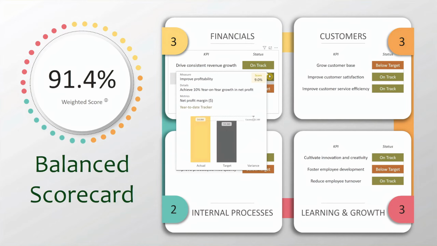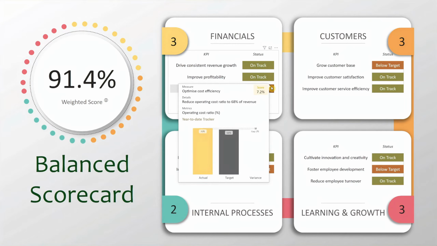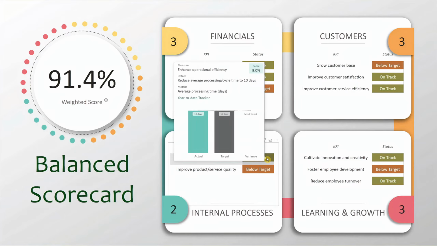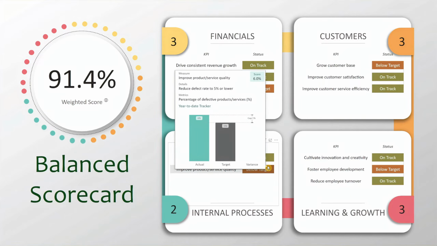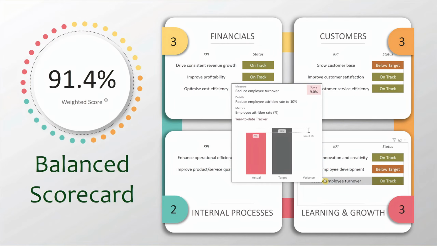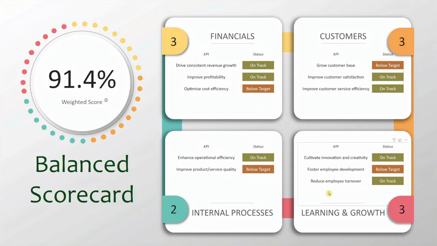Hovering over any KPI will provide more detailed insights, such as the KPI details, metrics, weighted score, and a bar chart displaying the year-to-date actual, target, and variance. The bar chart is also color-coded based on the pillar, making it easy to visually identify the KPI's pillar. This dashboard is designed to simplify performance monitoring as it provides a clear, visual overview of your organization's key metrics.